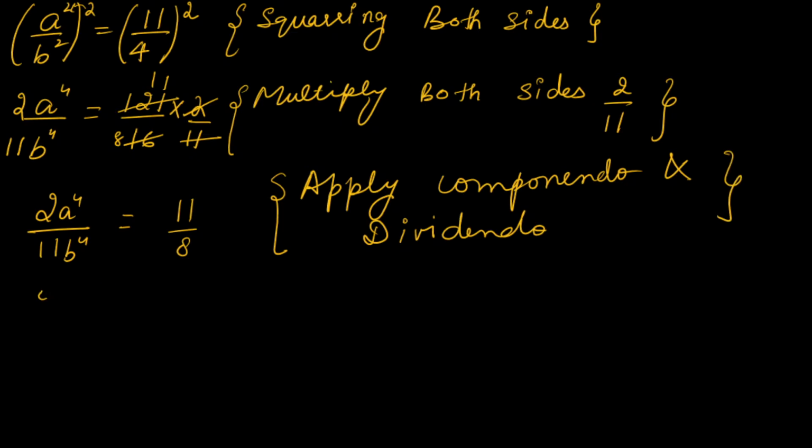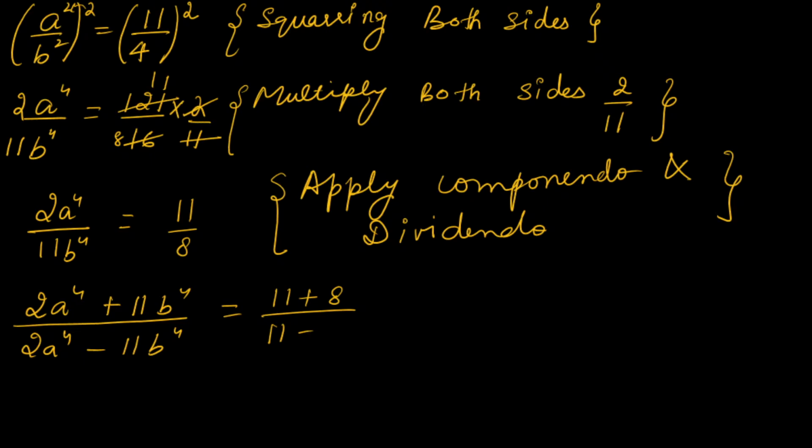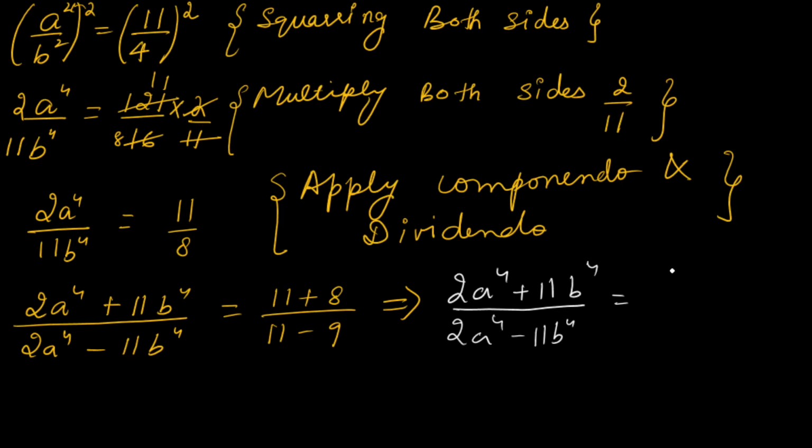So if I apply componendo and dividendo, it is numerator plus denominator, numerator minus denominator. This side also numerator plus denominator, numerator minus denominator. So we can simplify this thing. So what we will get? 2a to the power 4 plus 11b to the power 4 by 2a to the power 4 minus 11b to the power 4 equals 19, 11 minus 9, 2. 19 by 2. Is it correct?